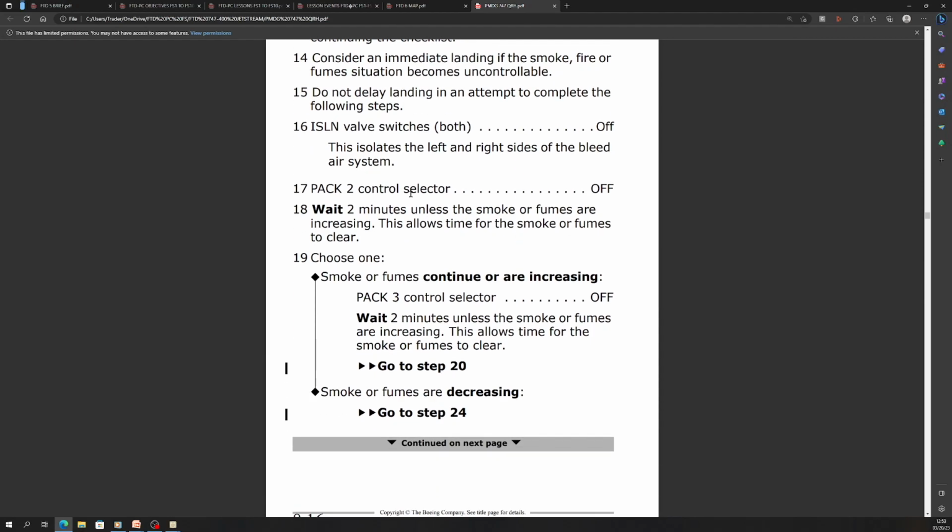And we also turn Pack 2 control selector off. You've isolated Pack 1, Pack 2, and Pack 3. But now that you've isolated Pack 2, we're going to turn that off. And then we're going to see if that's the culprit. Maybe that's the problem. Maybe it's Pack 2.